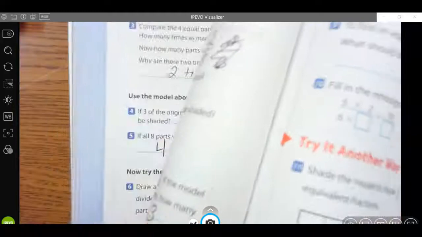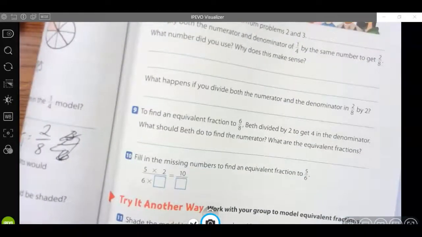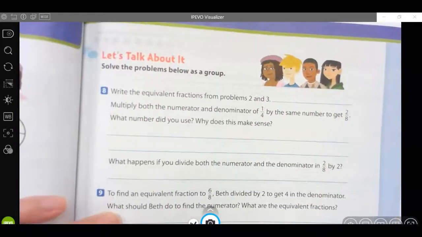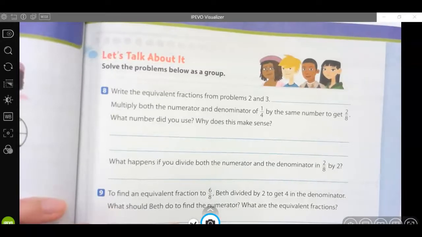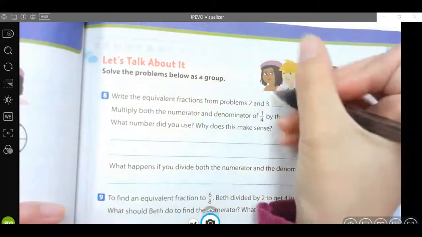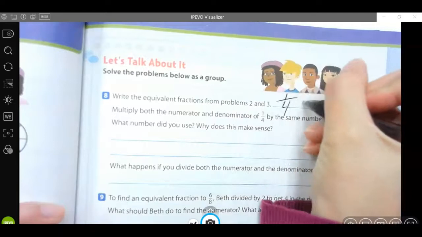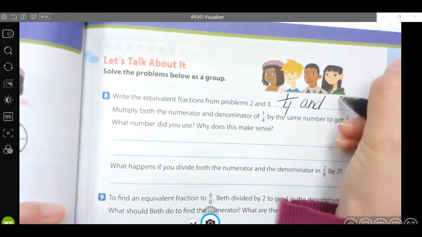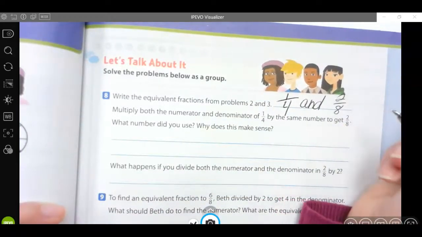I'm moving on to page 157. It says write the equal fraction for problems 2 and 3. So that goes back to our other page where we had 1/4 and 2/8. Okay.